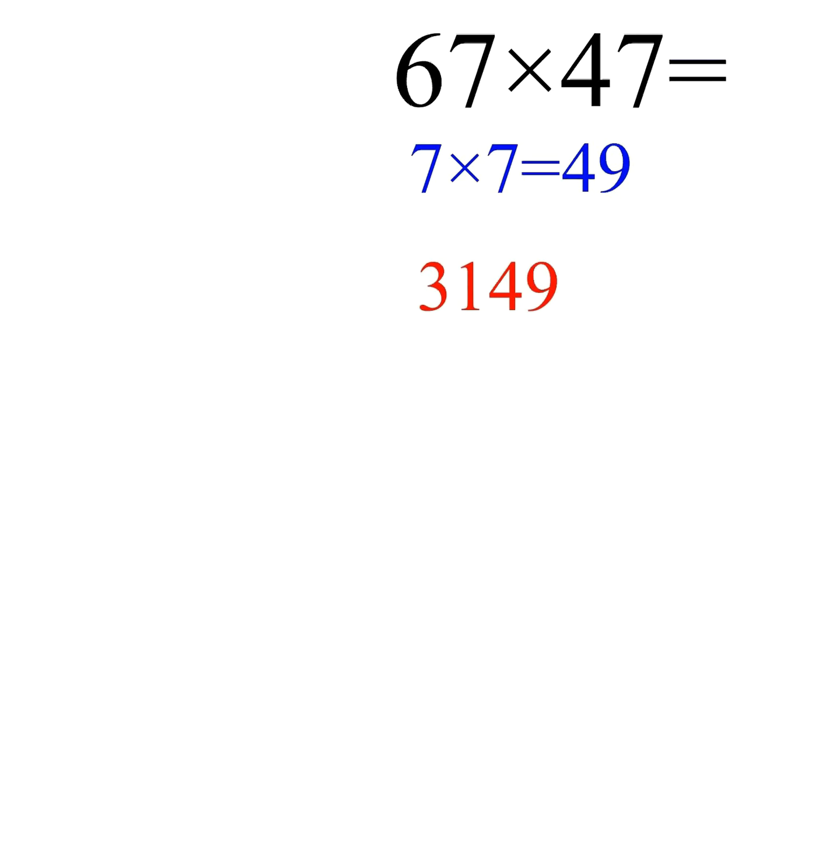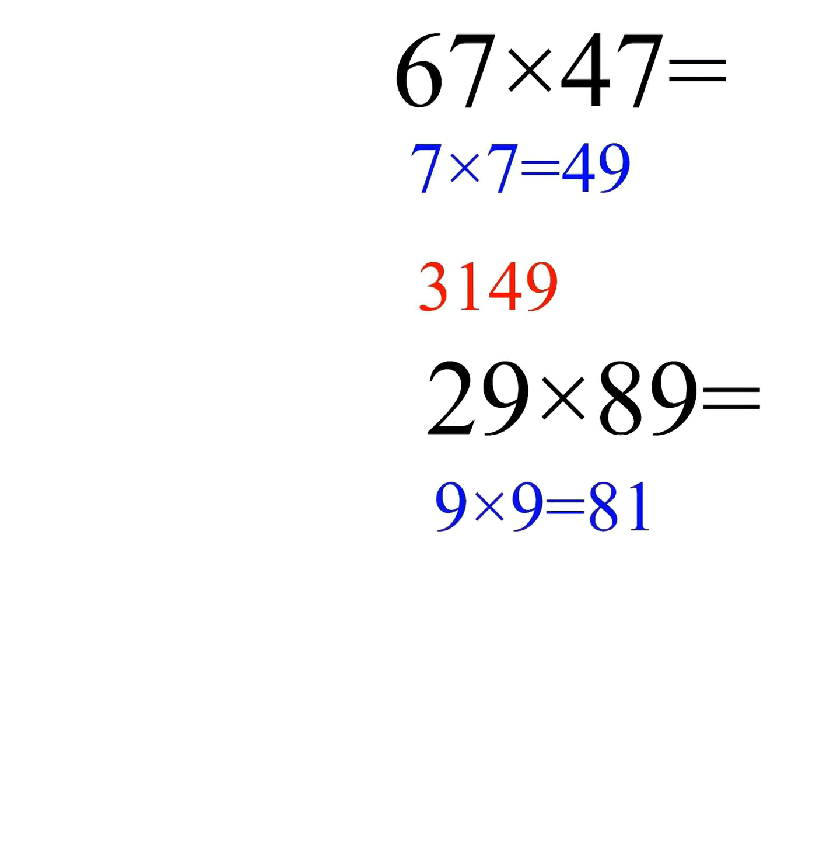Let's have another example in which the ones places are the same, and the sum of the tens places equals 10. So we multiply 9 by 9, we multiply 2 by 8, and add it to 9. That would be 25, and we write down 81 in front of it, and that's it.